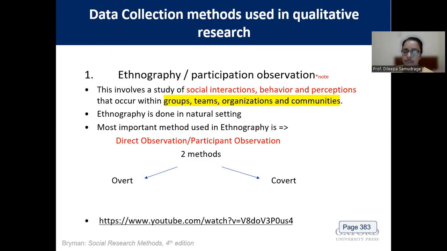Then we'll look at ethnography in detail, right? Ethnography, sometimes we call it participation observation. Yes, you can do document analysis in qualitative research, right? Okay, ethnography. So please write down this note on a separate paper.